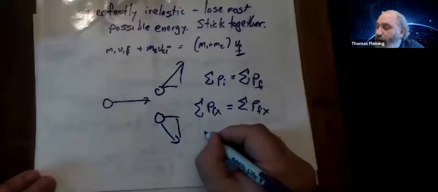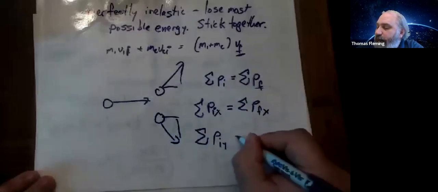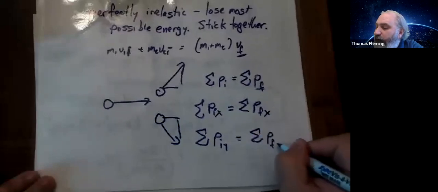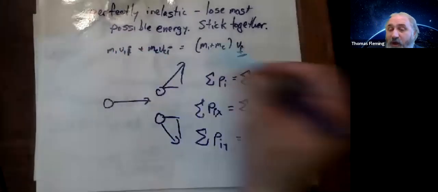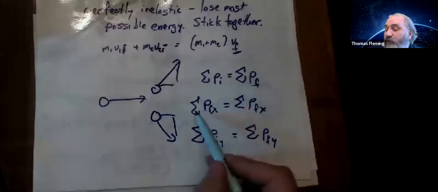And then as a separate equation, I'll do the sum of the momentum before in the y direction and the sum of the momentum after in the y direction. So in a two-dimensional problem, I won't just have one equation like this. I'm going to have at least two. One for the x direction and one for the y direction.